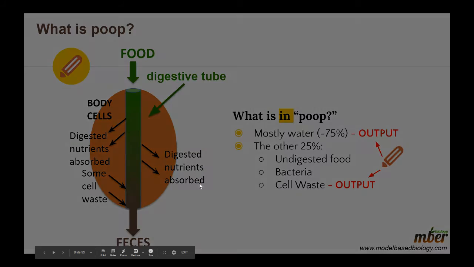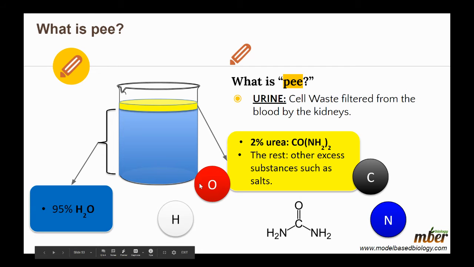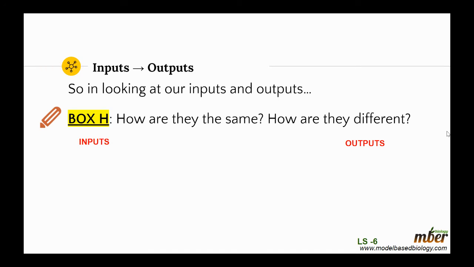That sounds terrible. And what is pee? Pee or urine is mostly cell waste filtered from the blood by the kidneys. So it's extra stuff in the blood that your body doesn't really need. 2% is a chemical called urea, which is what makes your pee yellow. Fun fact, we actually also sweat out urea, so that's kind of why your sweat is a little bit salty. And there are other substances such as salt. And it's 95% water. Now you're writing this down.